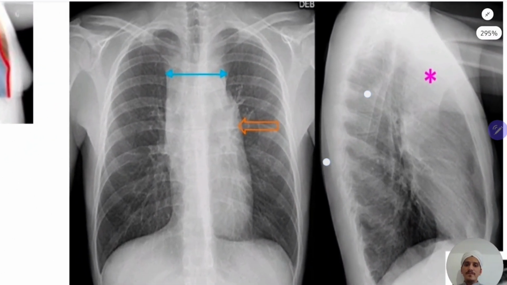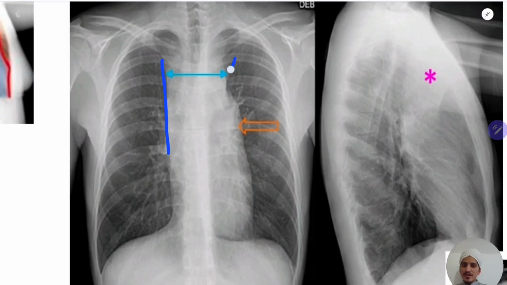Now you see here. Everything is okay, but you can see on the mid side a sharply delineated margin. This is the right paratracheal stripe and this is the left paratracheal stripe. So both are enlarged. This is called mediastinal enlargement. The width of the mediastinum is increased. This is known as mediastinal enlargement.